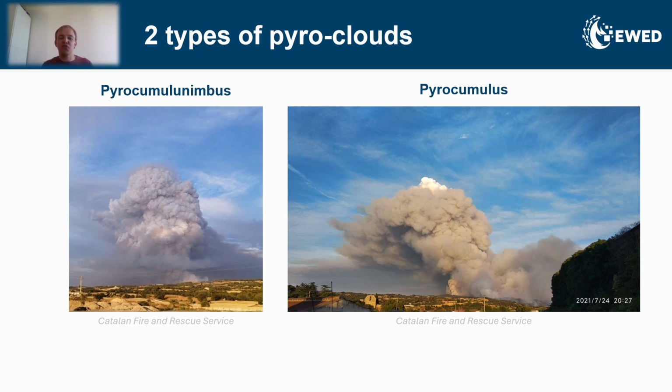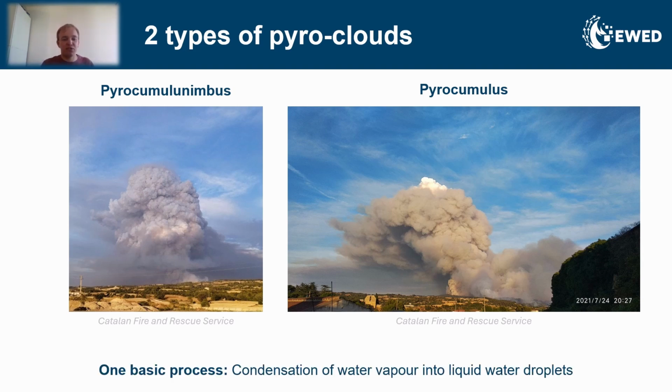The main difference between those two is the maximum altitude that they can reach. Pyrocumulonimbus can grow up to 12 kilometers altitude, whereas pyrocumulus are typically reaching at maximum 3 to 5 kilometers altitude. Despite these differences, the main principle behind cloud formation in both cases is the same, which is the condensation of water vapor into liquid water droplets.